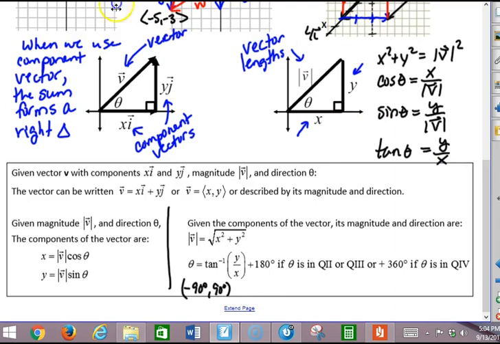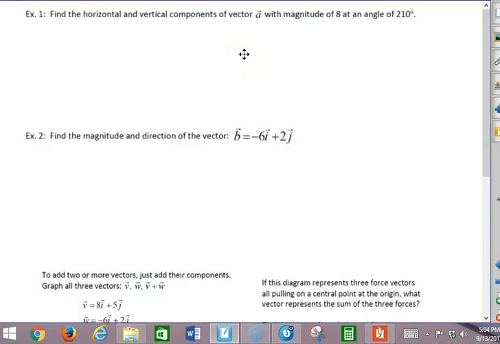Move to the next page. Sorry, sometimes I have to pause and move my page where I want it to go.